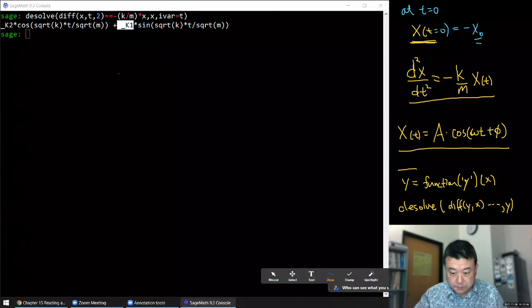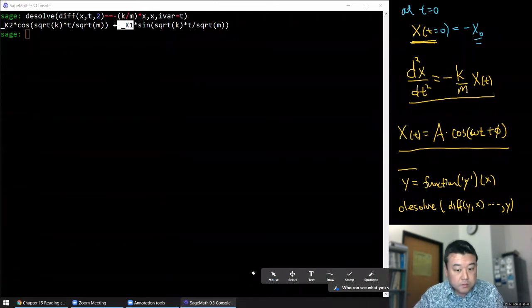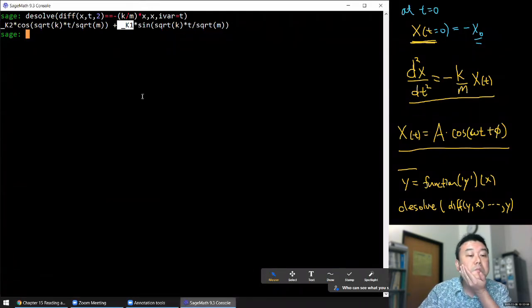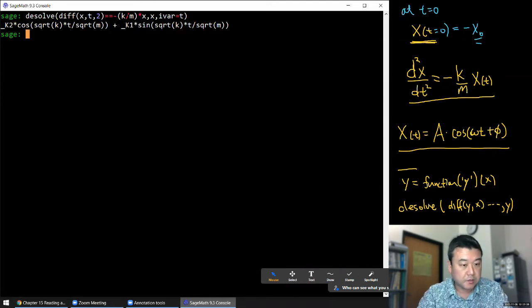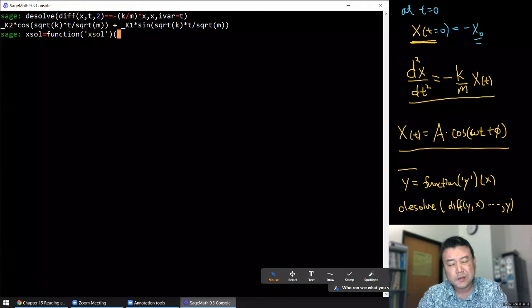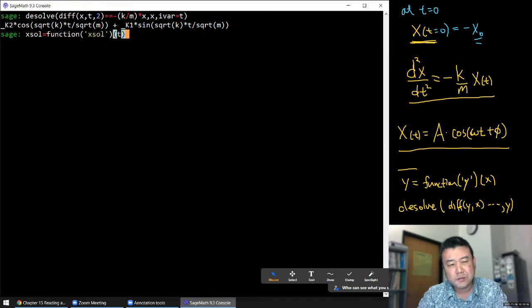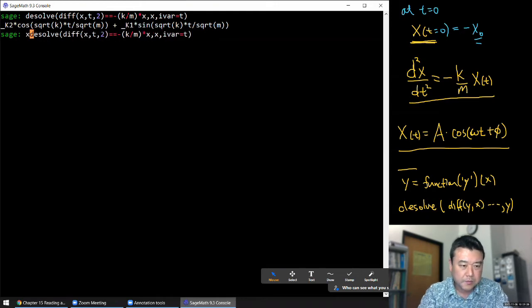Let's see here. I think with that output, what I should say is, let me do it this way. So x sol, yeah, I think x sol is a function. X sol is a function of time. So let me just do it this way. So dissolve is going to be x solution.